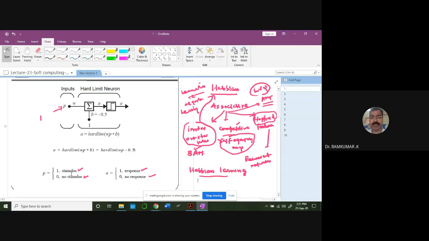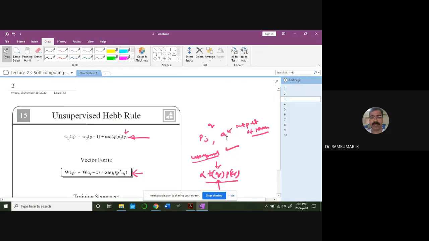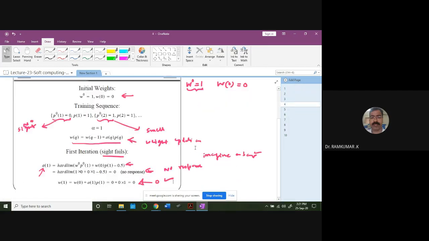See, this is a condition. One stimulus, no response. A is a response. It can be no stimulus, no response. Okay. Now here is a problem. The problem is unconditioned stimulus, conditioned stimulus. Here, I'm keeping W equal to 0 for the conditioned stimulus. Unconditioned stimulus, I'm keeping it equal to 1. Okay. So now I'm going to update. This is a learning rule I'm going to apply. And the first iteration, it has failed.